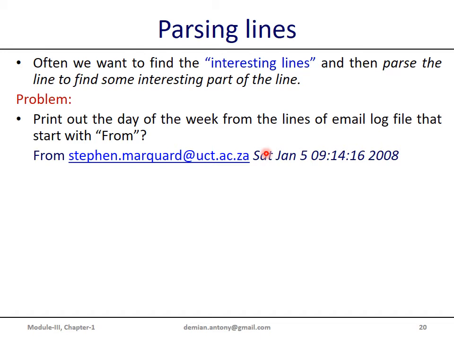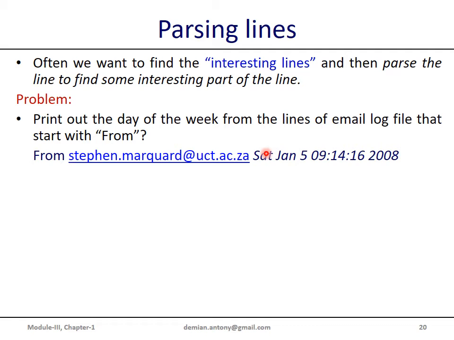Then if you have a huge file containing this kind of information along with other information, how do you identify the day of the email sent by different email senders? So how do we solve this? The mechanism or the solution is like this. First you open a file in the read mode, and read the file line by line. Don't read it at once using a read method; use a for statement to read the file line by line.